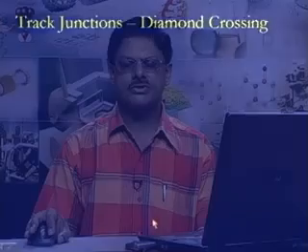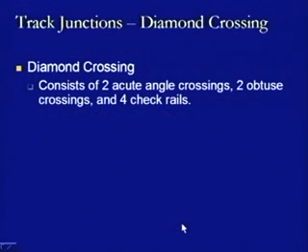Now, coming to the diamond crossing. A diamond crossing is a specific sort of crossing, and it has an acute angle and obtuse angle condition. So, it consists of two acute angle crossings, two obtuse crossings and 4 jack rails. Because of its shape like a diamond, it will have two acute angle crossings, and at the same time there will be a flare on the other side at 90 degrees to that one, and we will have two obtuse angle crossings.